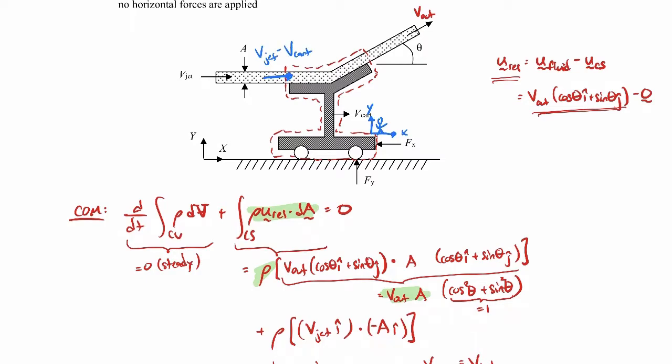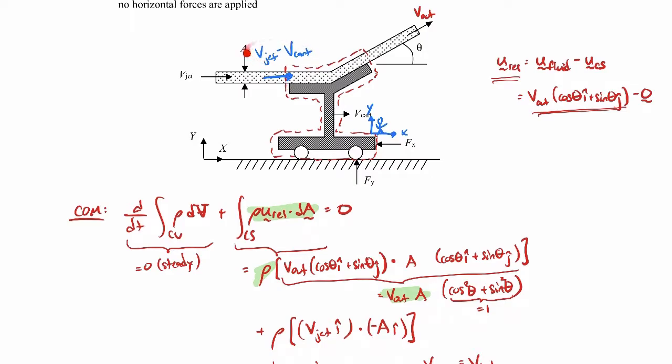Okay, so it's always a good idea to look at some extreme cases just to verify. If the cart was stationary, so if v cart was 0, this would just be v jet, which makes sense. It's coming in at v jet. If the cart was moving as fast as the jet, then it would be vjet minus vjet, it would be 0. That makes sense, because if the cart was moving as fast as the jet, then nothing would come in.